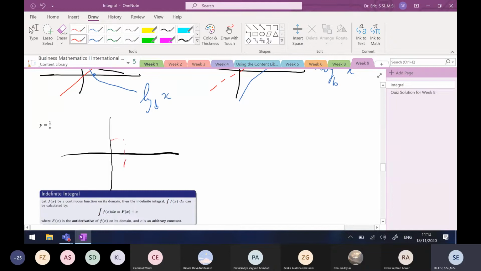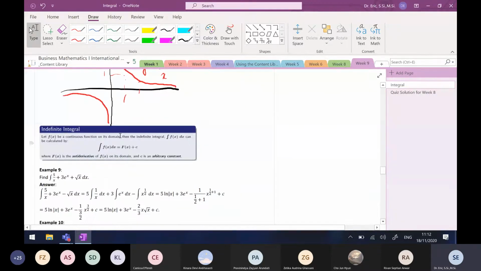At 1, the height should be given by 1 because 1 over x equals 1 over 1. So at a half, 1 divided by a half is 2. At 2, the height is given by a half. So you have this kind of figure. Okay, yeah? And you can also find this. So this is the graph of y equals 1 over x.